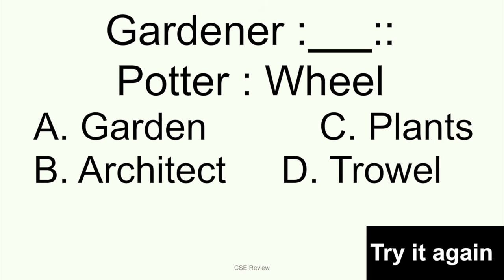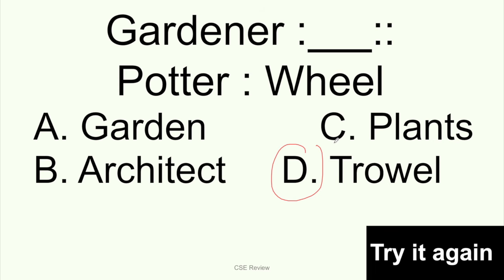Alright, so gardener is to blank, potter is to wheel. What's the correct answer? The correct answer is letter D, trowel. Now, if you answered garden kasi, ang gardener nagtatrabaho sa garden, ang potter nagtatrabaho sa wheel, let me explain kung bakit mas precise yung trowel.